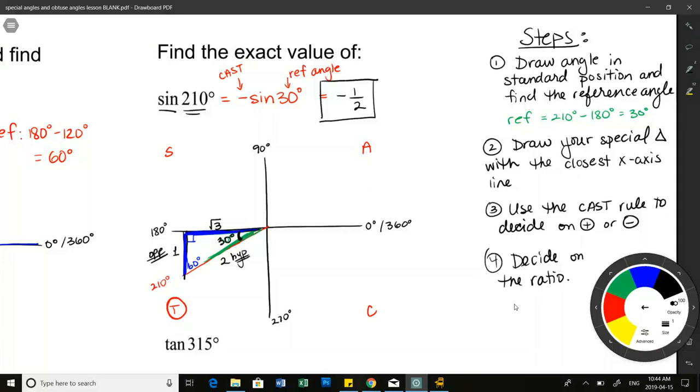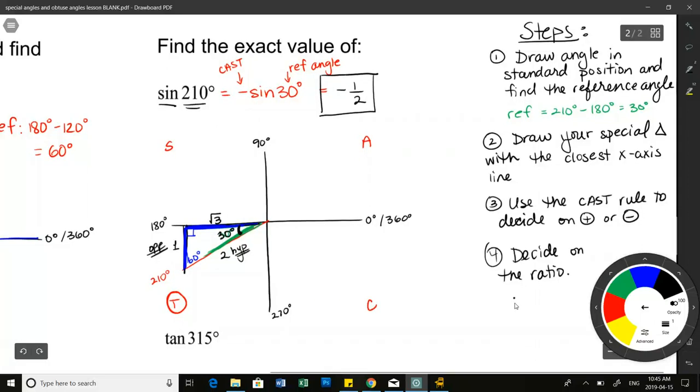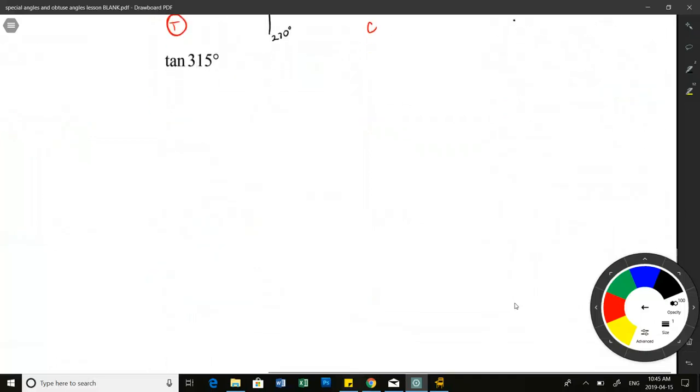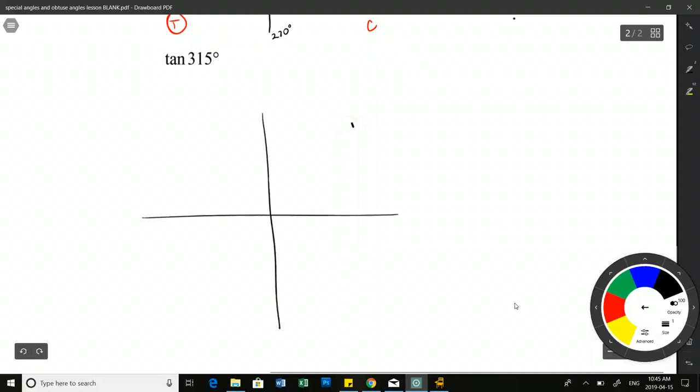Okay, we're going to do a couple more of these so we can get the hang of it. There are a couple of steps that we have to do, and we have to bring in some previous knowledge with our triangles as well. We'll try one more, or a couple more. Okay, 315. So draw your quadrant grid. The very first step is we want to place our angle in its standard position. So place it in the proper position.